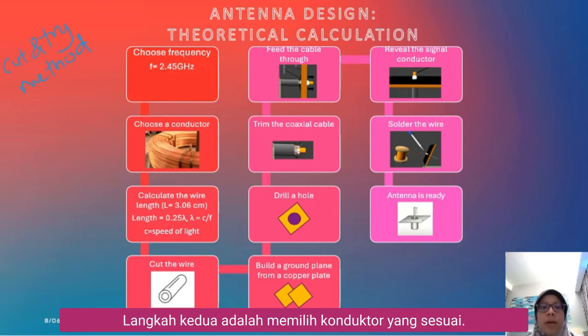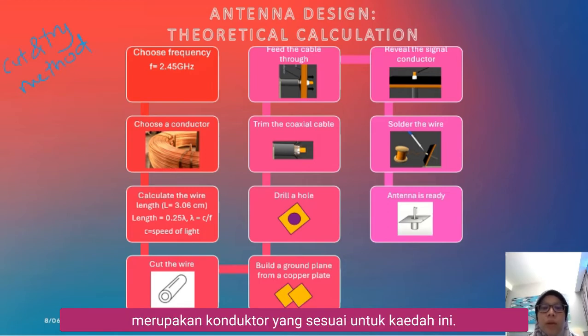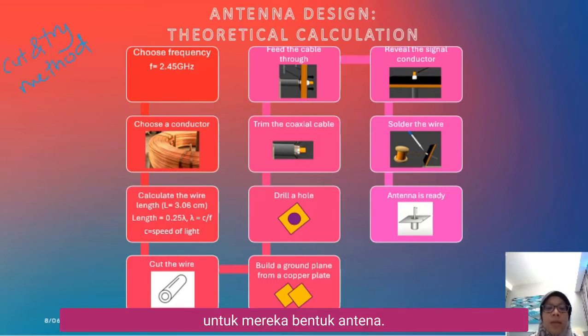And then the next step, you need to choose a conductor. Copper is a good example of a conductor. Other types will be silver or gold. Gold is quite expensive, so copper should be suitable in order to design an antenna. You can purchase copper from the hardware shop in order to design an antenna.